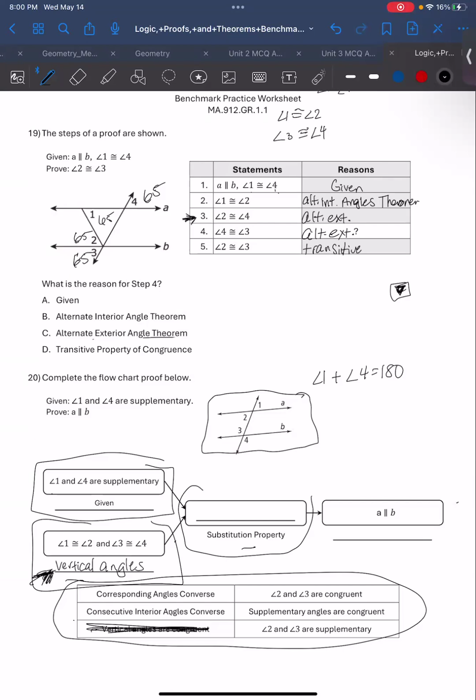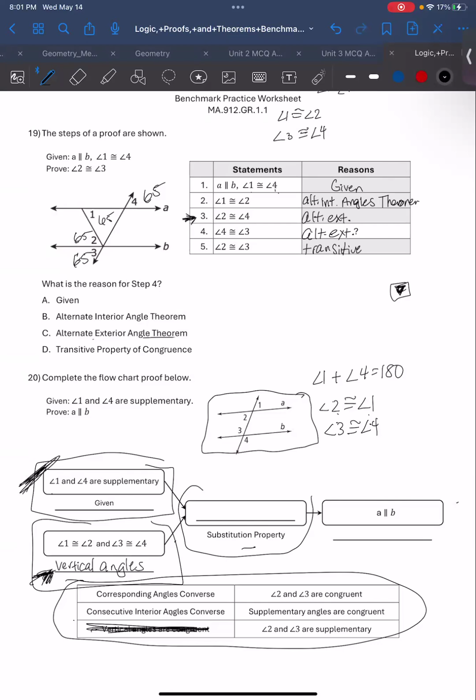Oh, it's angle 2 and angle 3 are supplementary. What? Okay, hold on. No, you're lying. All right, you ready? So I've already said angle 1 and angle 4 equal 180, correct? Right underneath that proof where I said it, I then said angle 2 is congruent to angle 1, and angle 3 is congruent to angle 4. So by substituting angle 1 and 4 with 2 and 3, they have to equal 180.